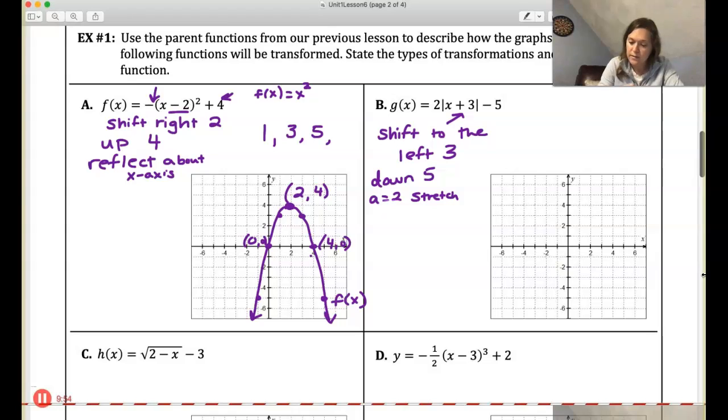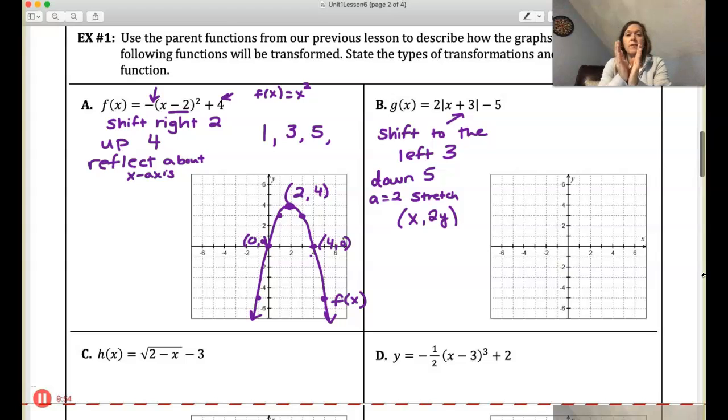Get rid of the little dot there. So it means we're going to be stretching it. If we remember again, if it's in front and we're stretching it, what's happening to my y's? We're multiplying all of my y's by 2. Okay, so absolute value, remember, is a V.